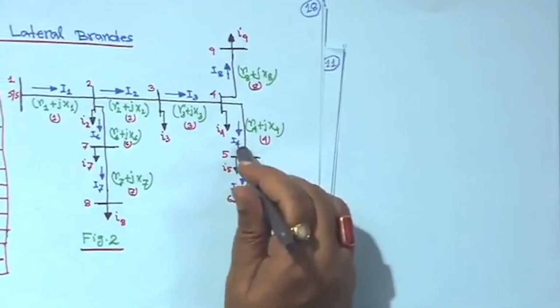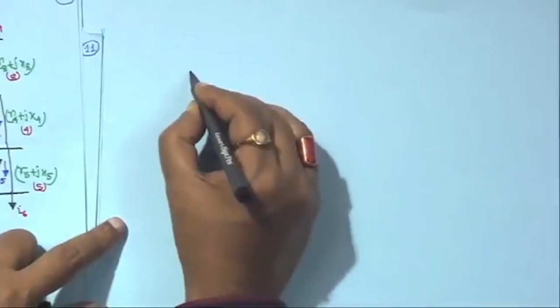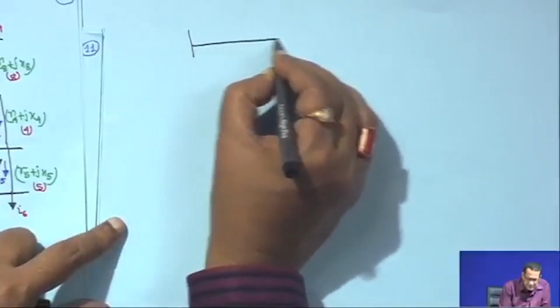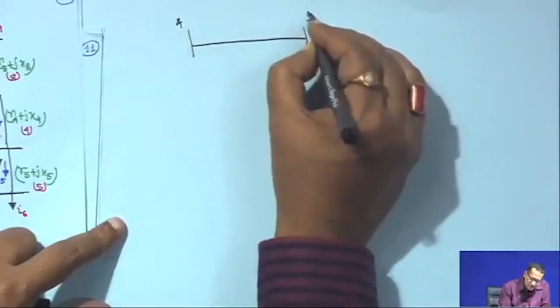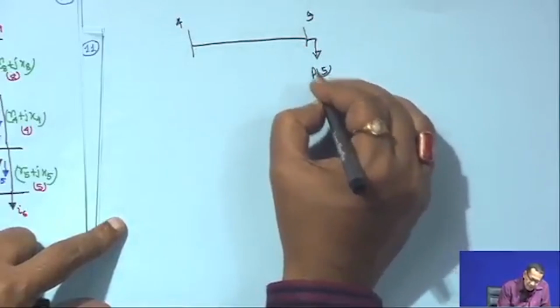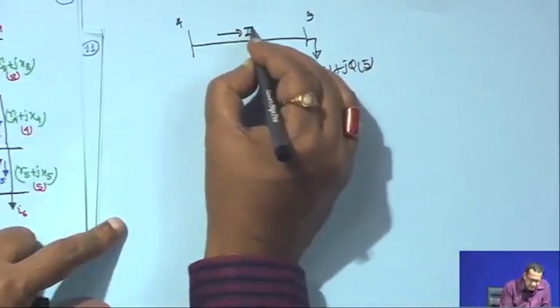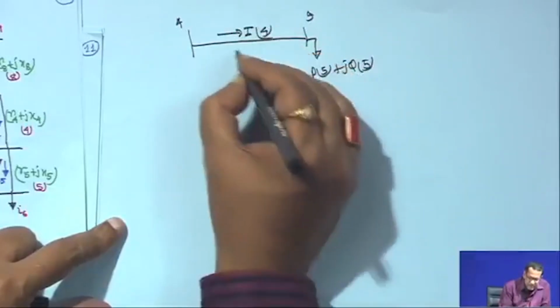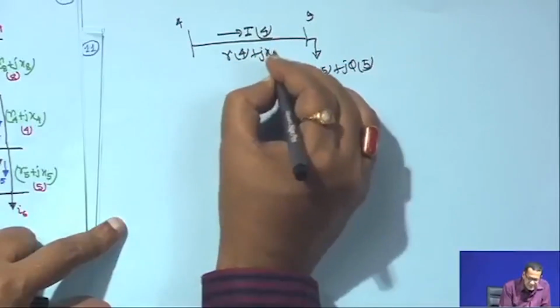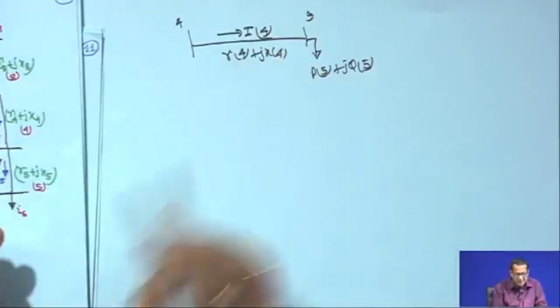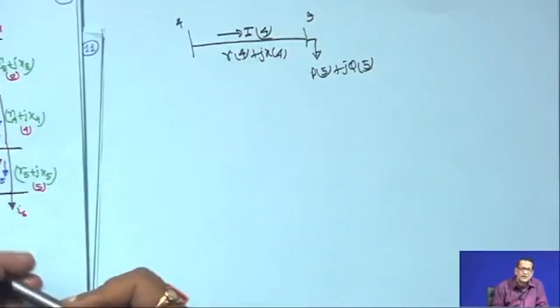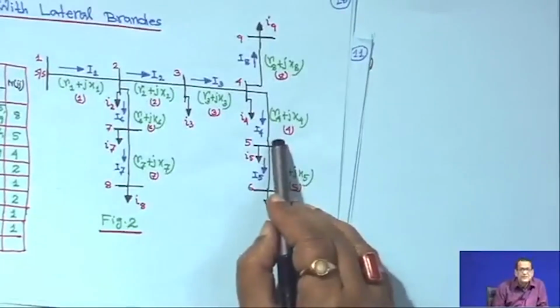Similarly, if you come to branch 4, this branch, the sending node is 4 and the receiving node is 5. This is P 5 plus J Q 5, the total load fed through this, and the current flowing through this branch 4 is I 4, and the impedance of this branch is R 4 plus J X 4. This is the electrical equivalent of branch 4. Everywhere I am not writing the electrical equivalent, but it is understandable. So, this is your branch 4 electrical equivalent.